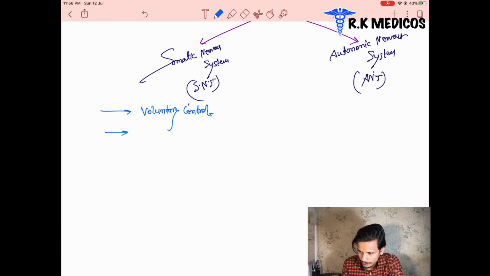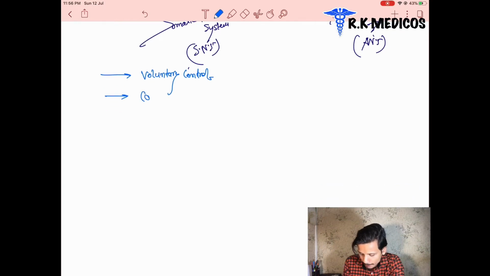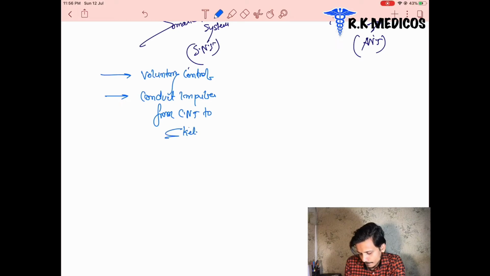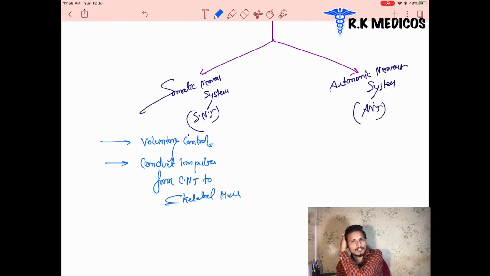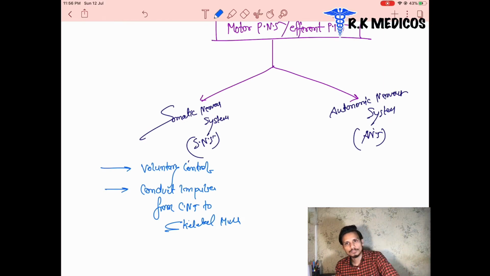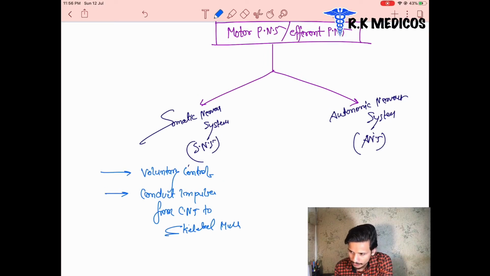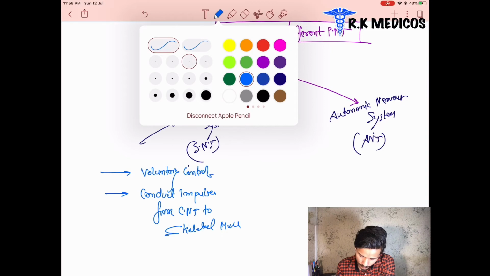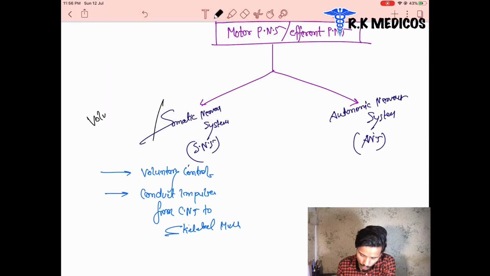The next point is that it conducts impulses from the CNS to the skeletal muscles. This somatic nervous system conducts impulses from the central nervous system to the skeletal muscles. It is also called the voluntary motor system, because it is controlled by our voluntary willpower. That is the voluntary nervous system.